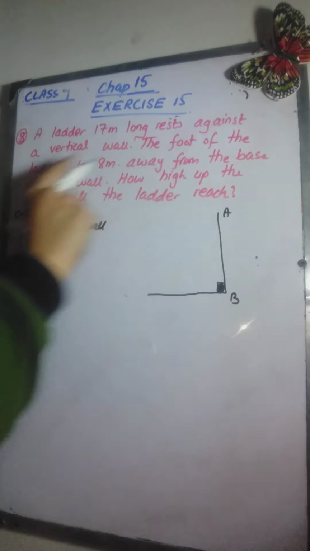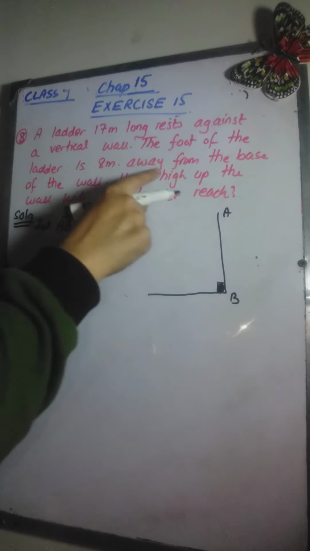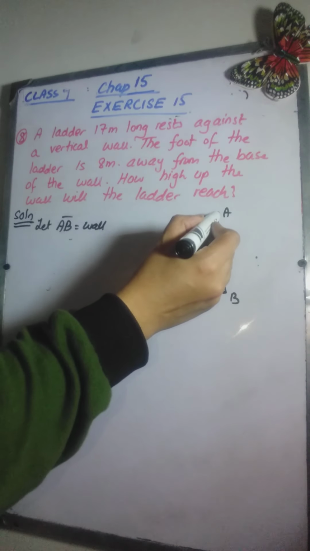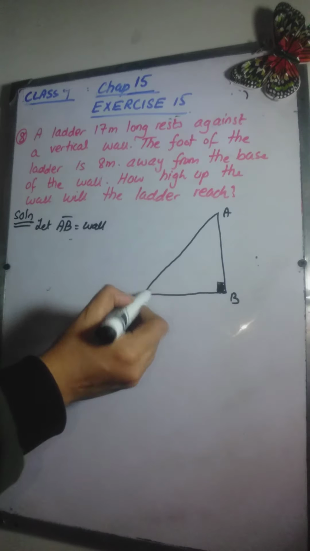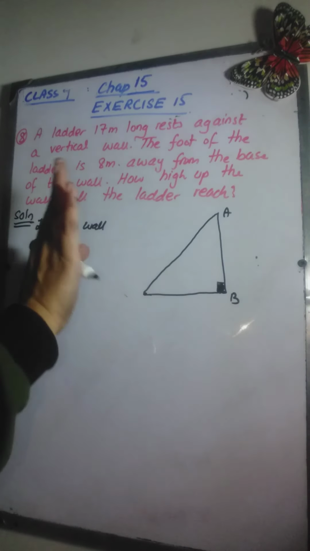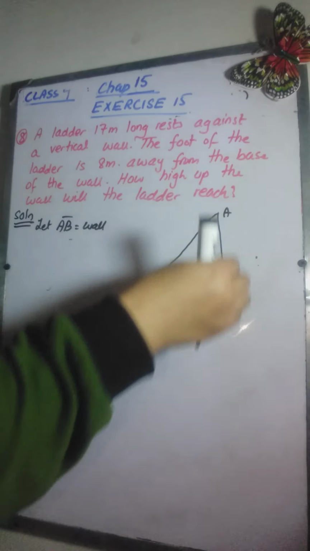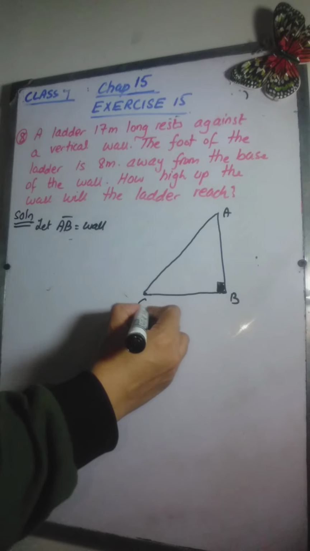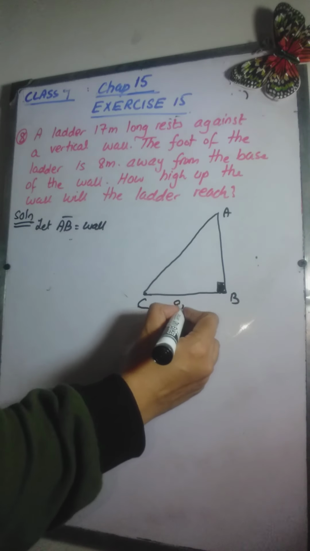The foot of the ladder is 8 meters away from the base of the wall. This is the base of the wall, and suppose this is the ladder. If this is the ladder, then the foot of the ladder will be over here. We have a ladder which is leaning against a wall. This is the vertical wall, and the distance of the foot of the ladder from the wall is given to be equal to 8 meters.